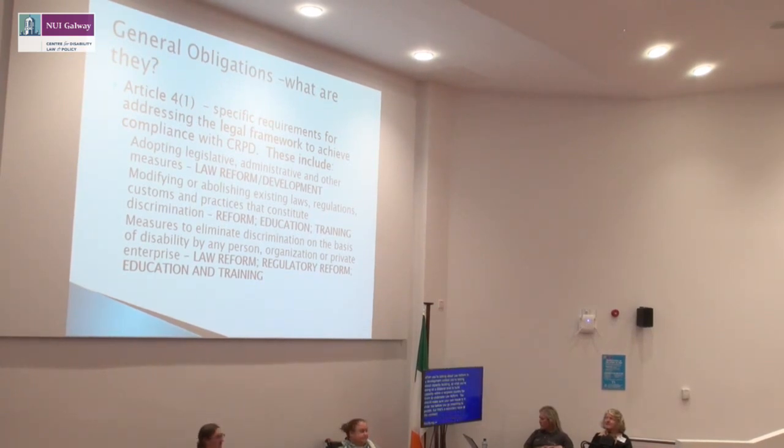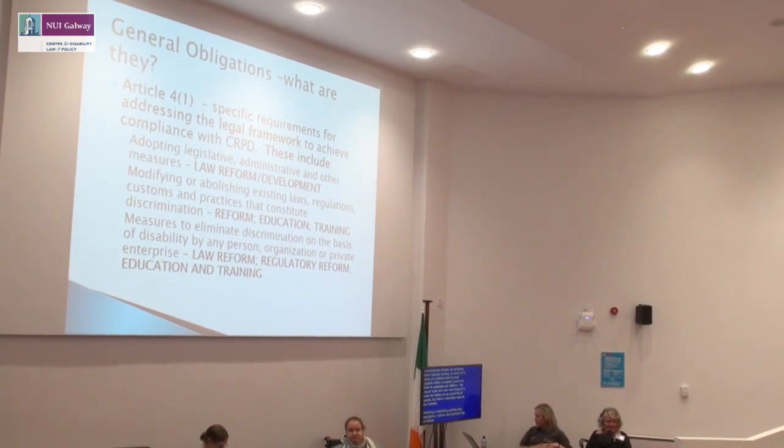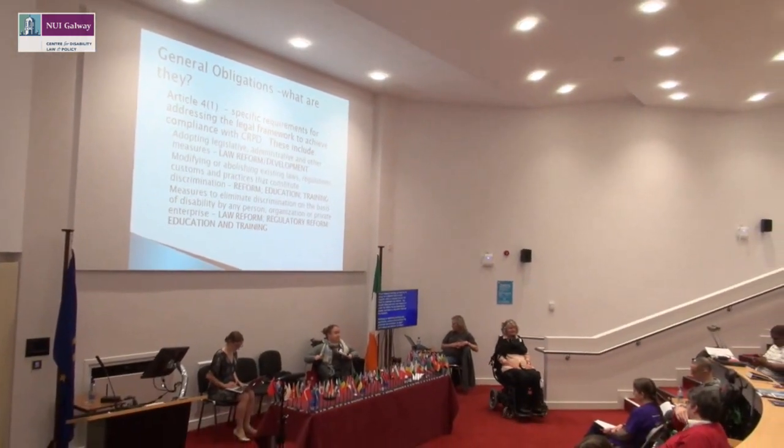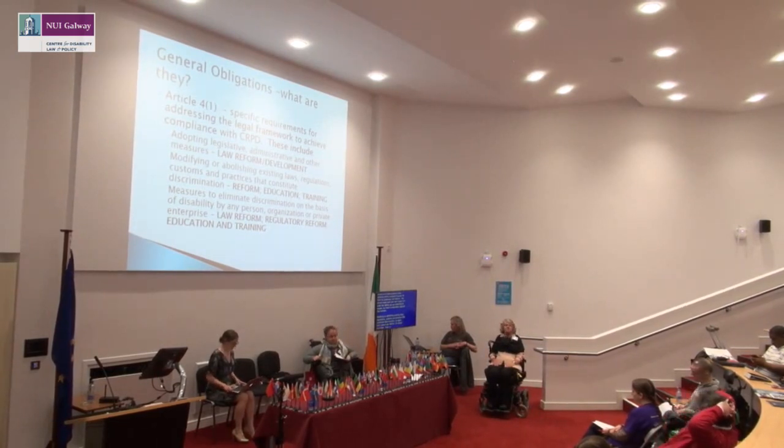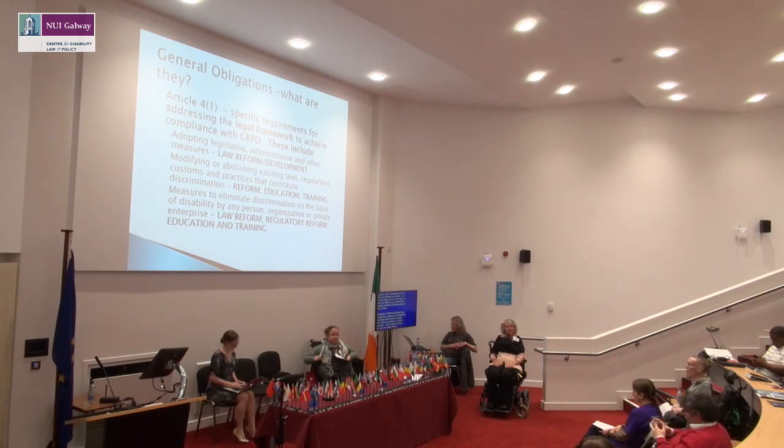Modifying or abolishing existing laws, regulations, customs and practices that constitute discrimination. So again, it's about law reform, it's about education, and it's about training. So again, it's about building capacity on a bilateral level within recipient countries, from donor countries, for them to engage in law reform, and also to embed it within education, so that there is human rights education for people, and also any training to embed and build capacity within other arms apart from just the governmental arms.